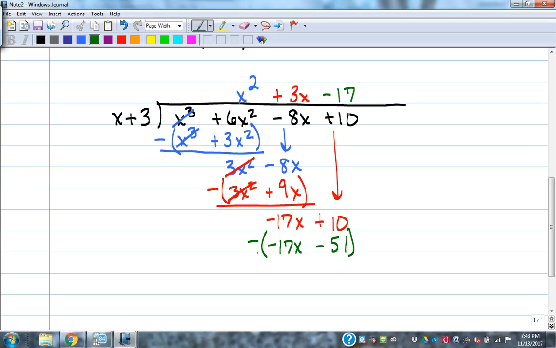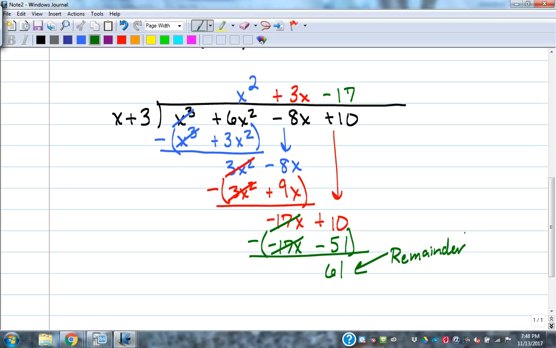Parentheses, subtract. The 17x's cancel, just like they should. Then we got 10 minus negative 51. That's 61. That guy right there is our remainder.